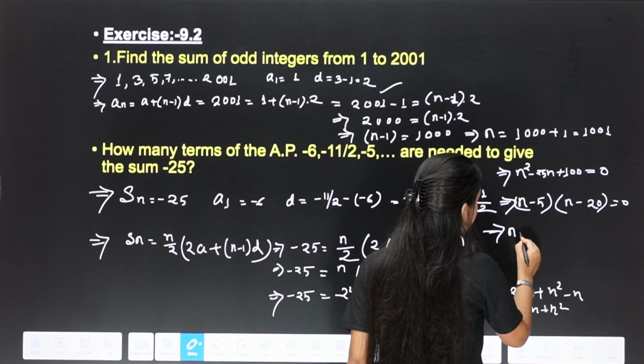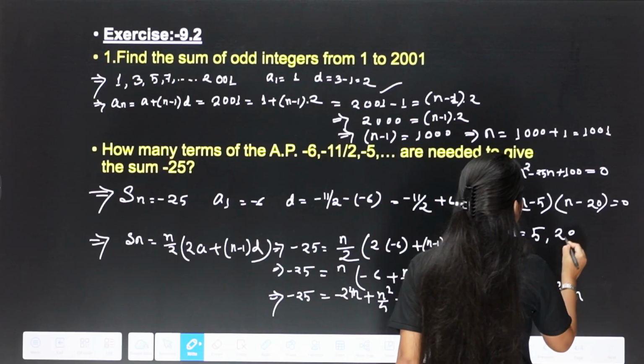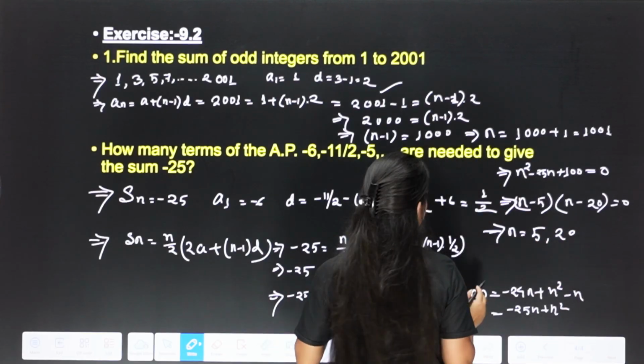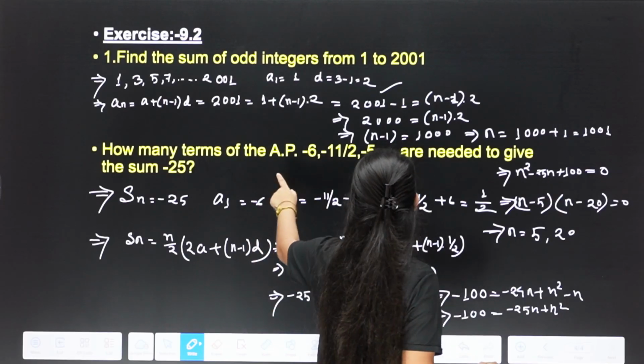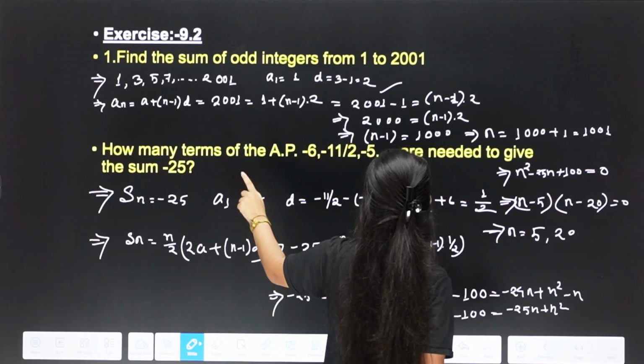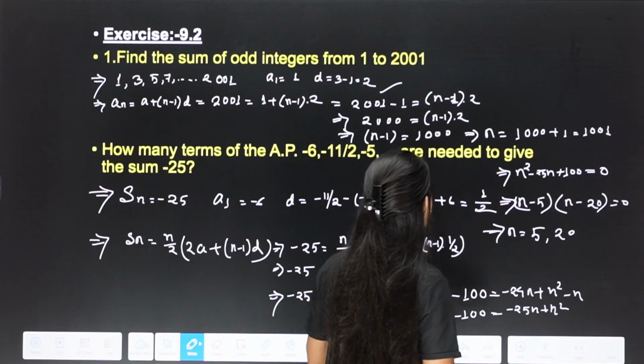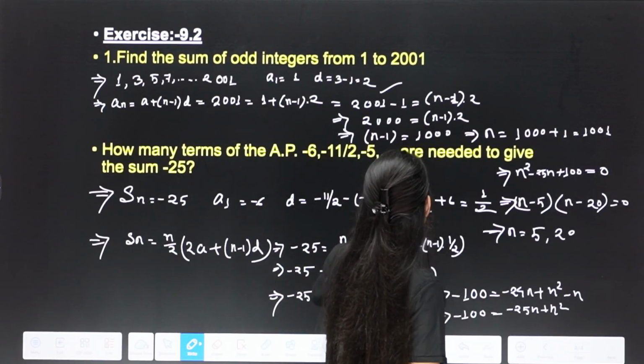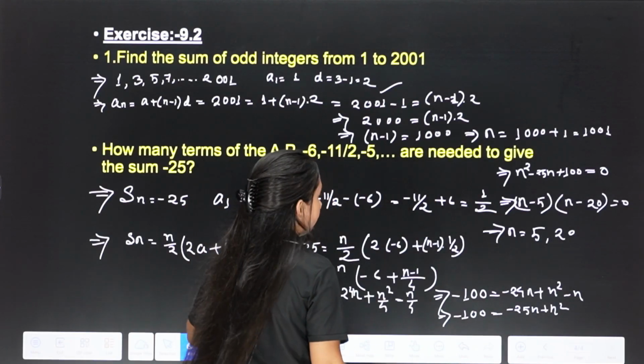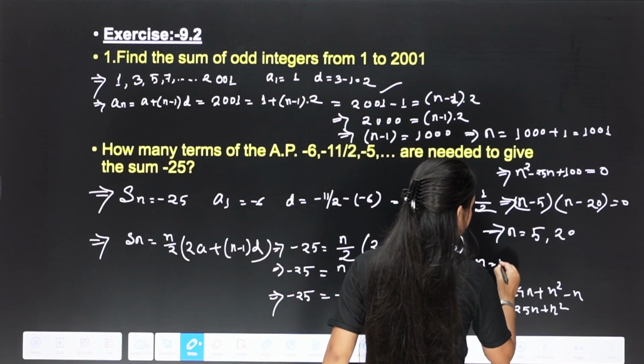So n is equal to 5 or 20. So there may be 5 terms needed to give the sum minus 25, or there may be 20 terms needed to give the sum minus 25. So n is equal to 5 or 20.